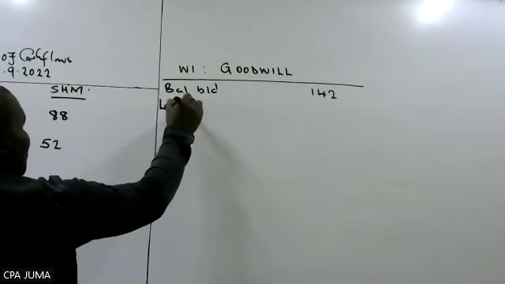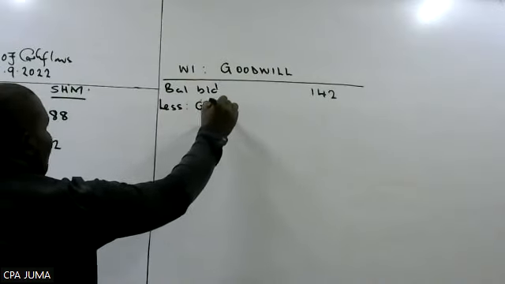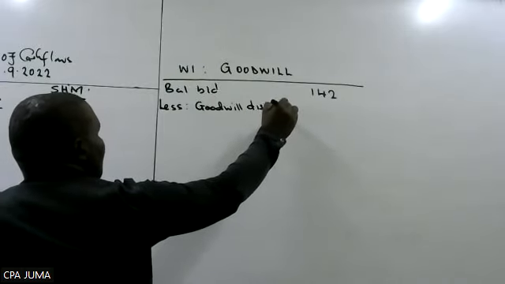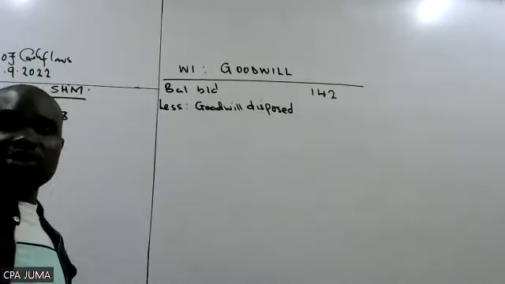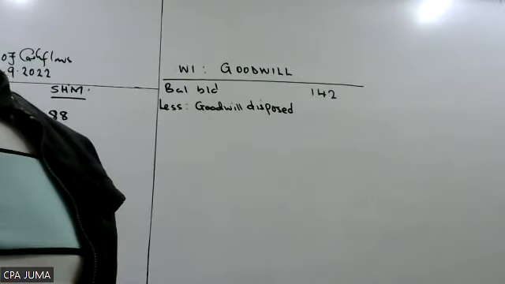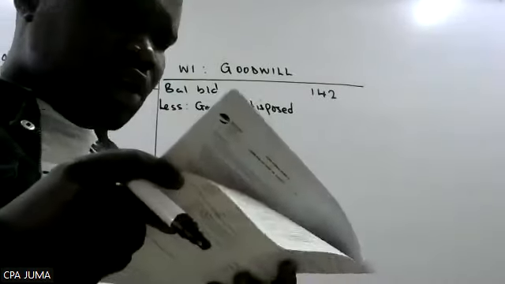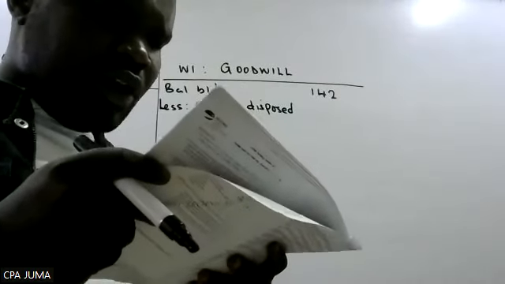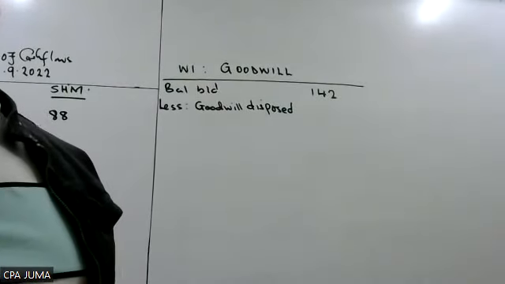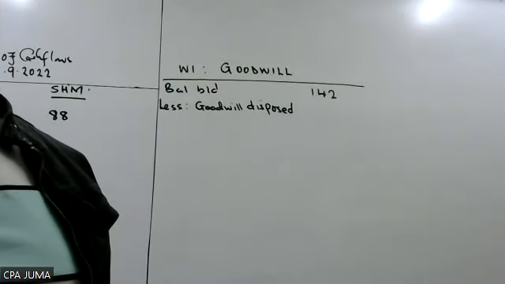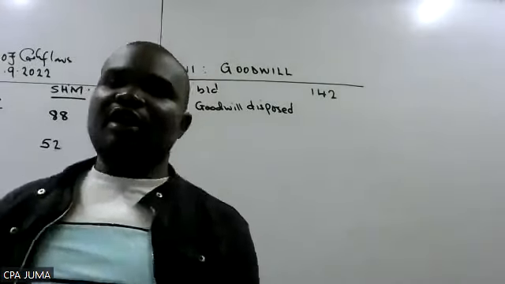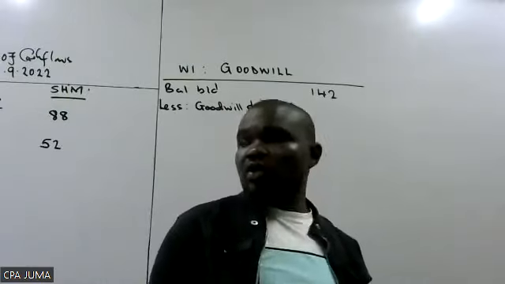So you less goodwill disposed. We disposed a subsidiary, so definitely we disposed it with goodwill. I think this was mentioned. Disposal was mentioned. I want you to check note 4. I'm going to wait until you tell me that figure. How much are you seeing in note 4 as disposed goodwill? Just go through note 4.